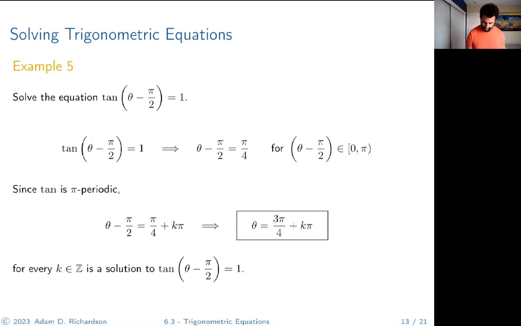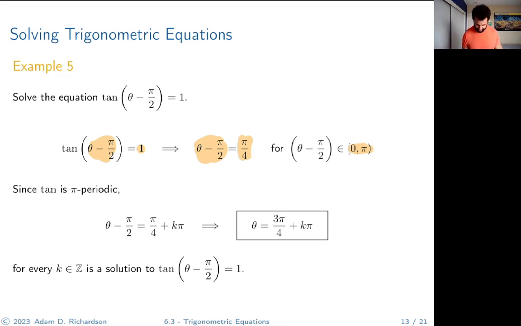So here we go. If tangent of theta minus pi over 2 is equal to 1, then that means that theta minus pi over 2 has to be equal to pi over 4. And that's for this in the interval 0 to pi, right? A couple of things to note before I go forward with this. Remember that the period of tangent is pi. It's not 2 pi, it's just pi. So we can look for solutions in the interval 0 to pi first, and then we can add the repetition term to consider the periodicity.